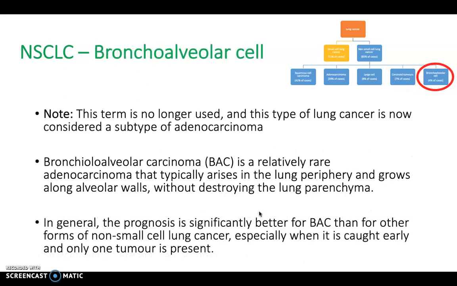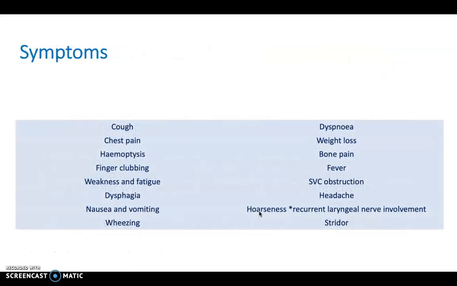Next, you've got bronchoalveolar cells. So this is a term that's not really used anymore, and this type of lung cancer is now considered a subtype of adenocarcinoma. It's relatively rare, and it arises predominantly in the lung periphery and grows along the alveolar walls without destroying the lung parenchyma itself. Now, in general, the prognosis for these is much better than other types of non-small cell lung cancer, especially when it's caught early and if there's only one tumour present.